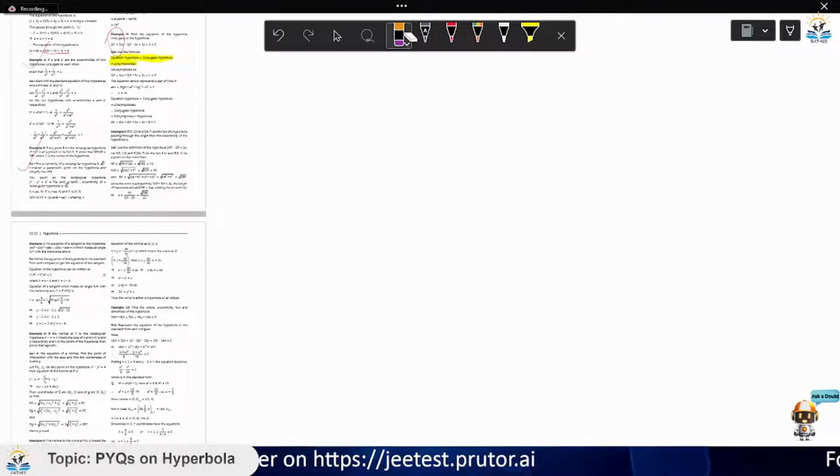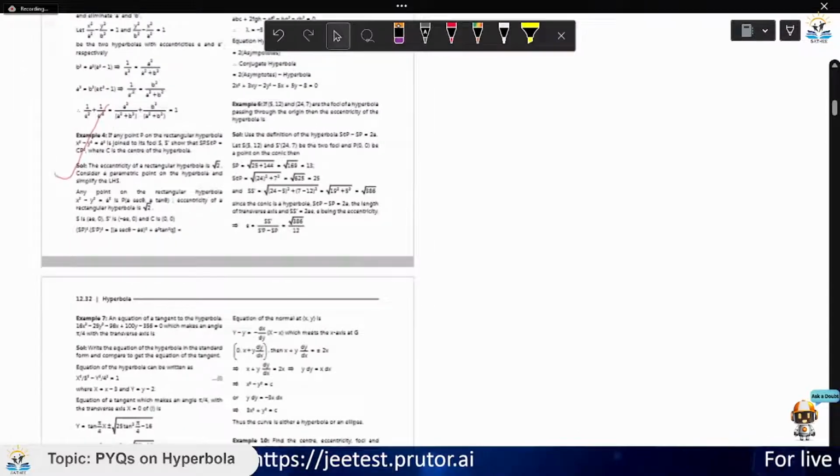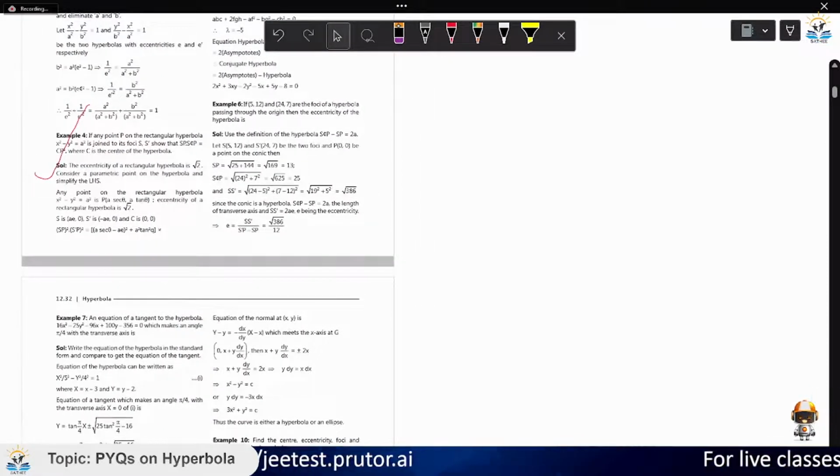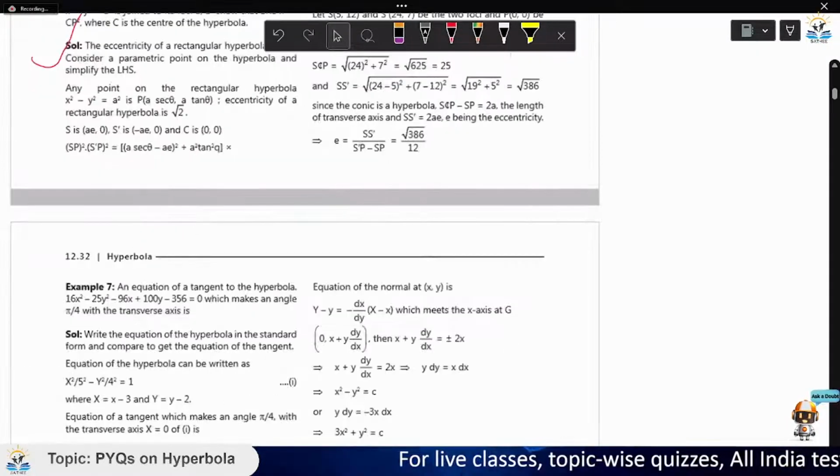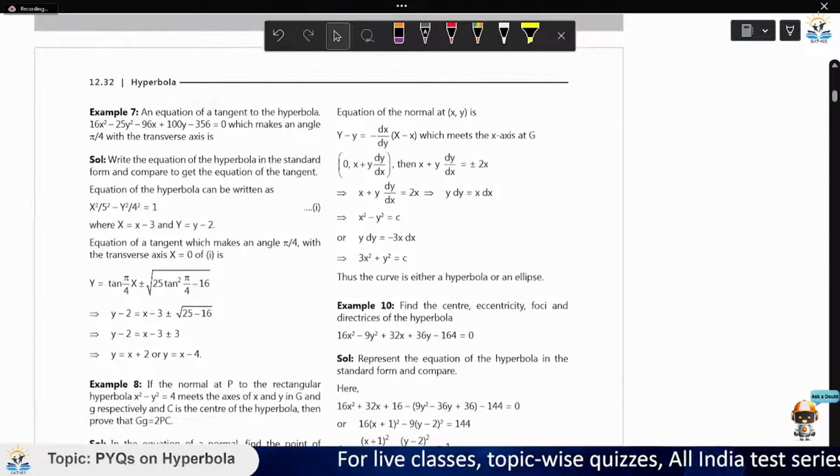That the locus of a curve, or of a point, whose distance from two fixed points, the difference of the distances from two fixed points, is a constant, right? The two fixed points are here the foci. Now moving on to the next question.